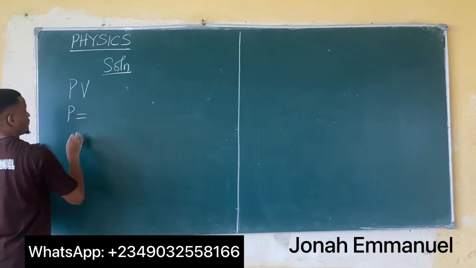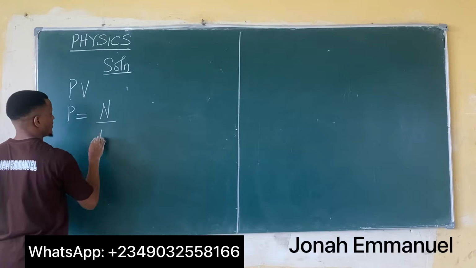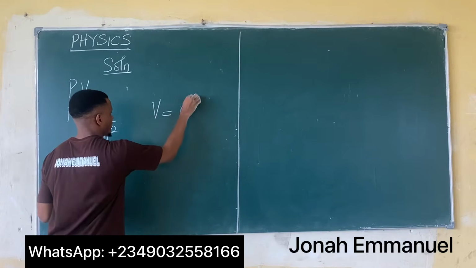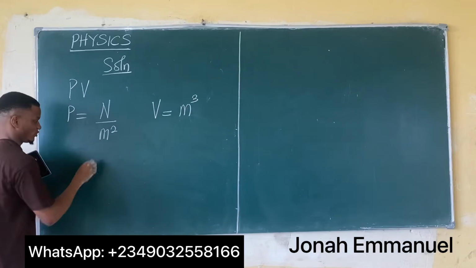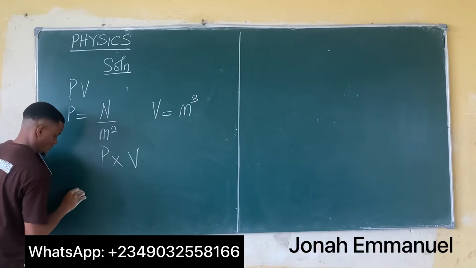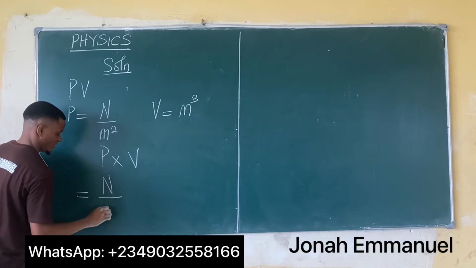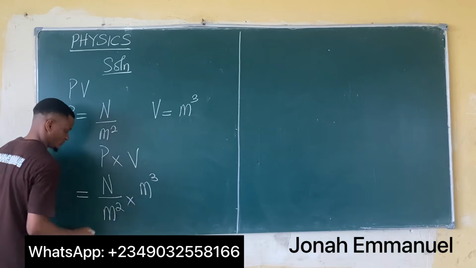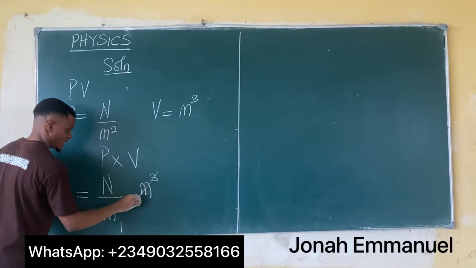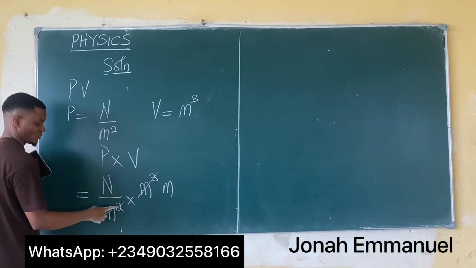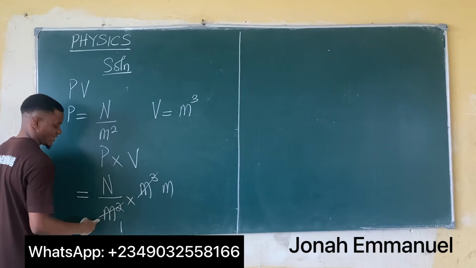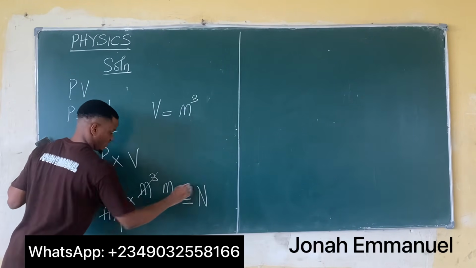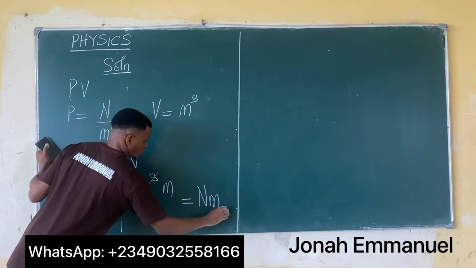P is pressure. Pressure is measured in Newton per meter squared. V is volume. Volume is measured in meter cube. So let's get their product. So P times V is equal to Newton per meter squared times meter cube. The meter squared cancels, and only one meter is left. If I multiply, this is equal to Newton times meter, which is Newton meter.